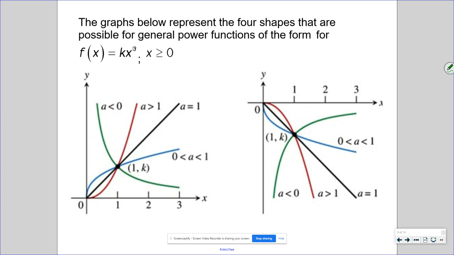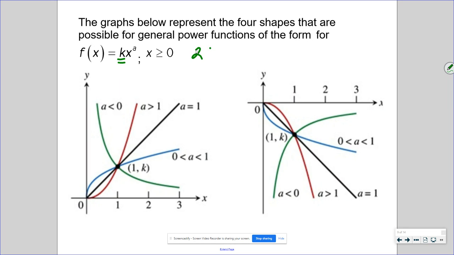Same thing goes for if you know that this power is a number between 0 and 1, then you can very safely say it will resemble something like the square root function in the upper quadrant 1. One thing that I do want to point out that all of these functions have in common is they all share a key point of 1 comma k. And k is referring to the constant of variation.